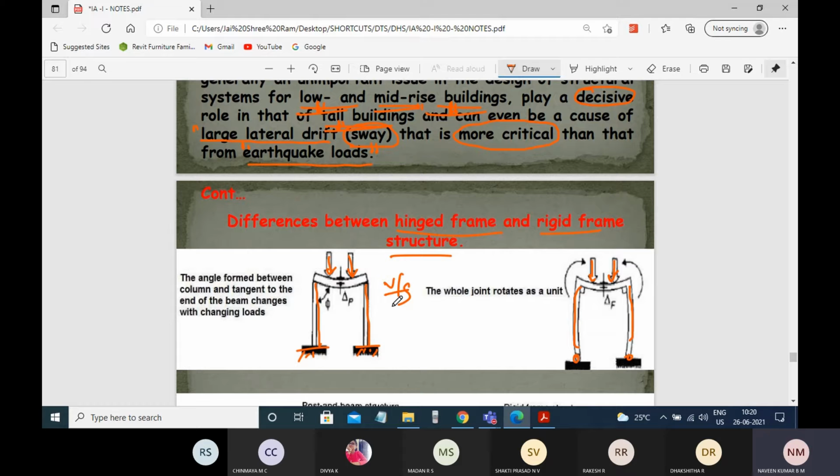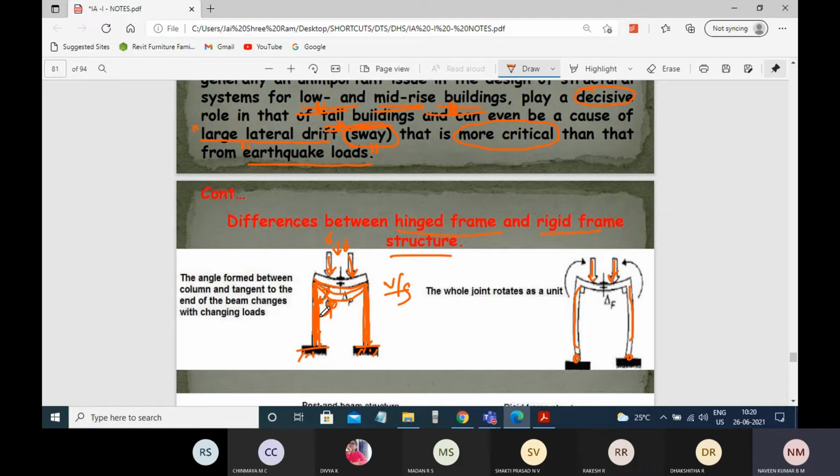In the case of fixed, this will be stable and there will be no buckling of the structural member. And here this angle will be varying, you can see this also. This angle will be varying because this will not bend, it will remain straight, and due to the continuous application of load, this bending will change.